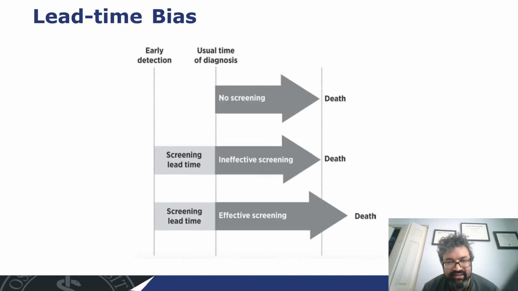Lead time bias, so you have early detection, usual time with no screening, and then death. Now, when you have ineffective screening and screening lead time, the deaths are still high. But when you have screening lead time and effective screening, then the deaths are not that high.